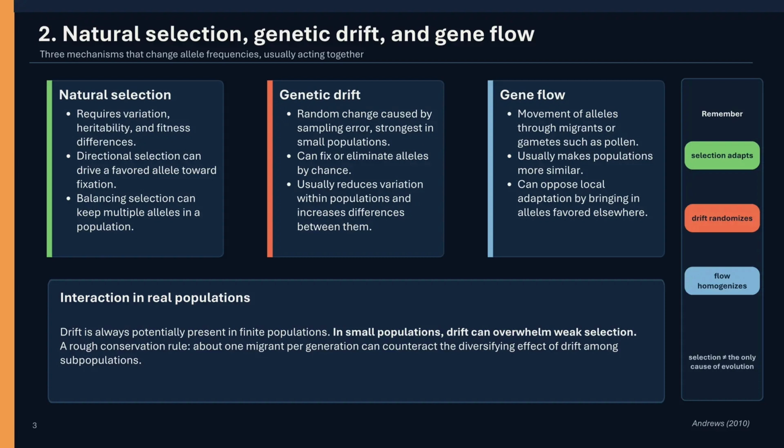Within the umbrella of natural selection is directional selection. Directional selection favors one allele, so that allele increases over time. If selection stays consistent, a favored allele may eventually become fixed in the population. But how likely are these alleles to spread?